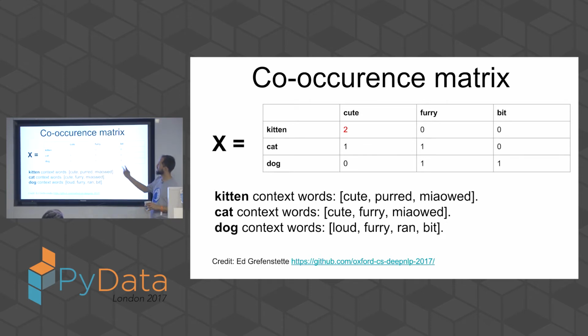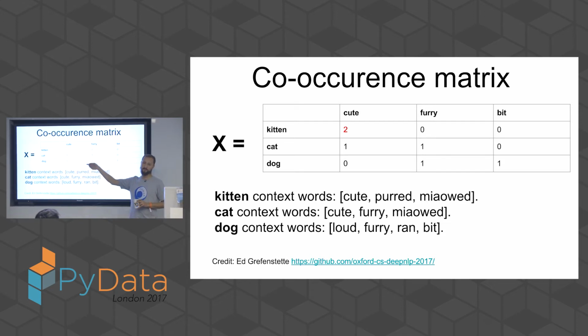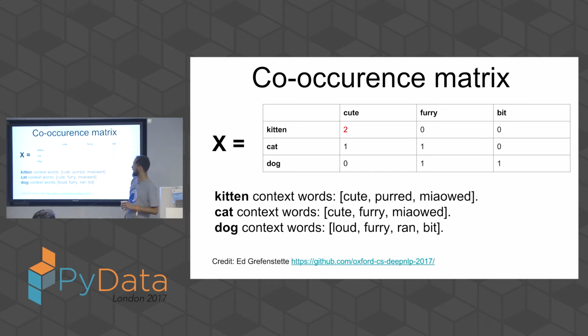And there's dog and furry appearing together. And that's already, if I just take this row, a very nice representation of a word. That's actually quite good, because I can see that if I take, say, kitten and cat, they have cute in common. And dog and cat, they have furry in common. So I can see that they're somehow related. And probably kitten and cat are more related than dog and cat, if I just look at what are the common features that they have. So that's already quite good.